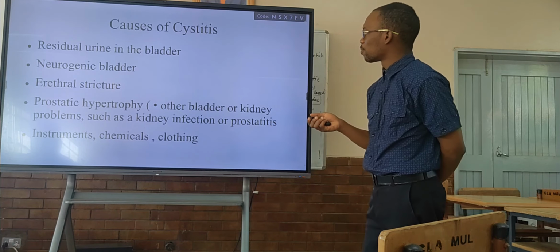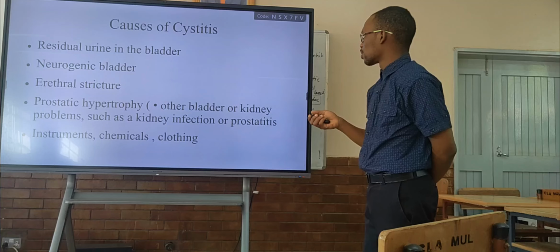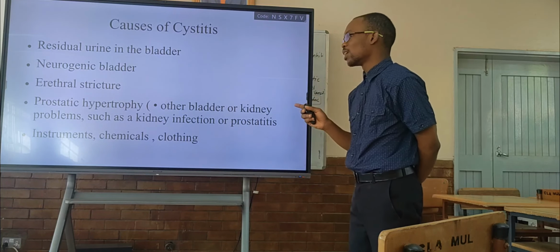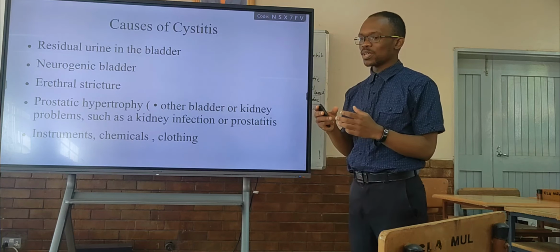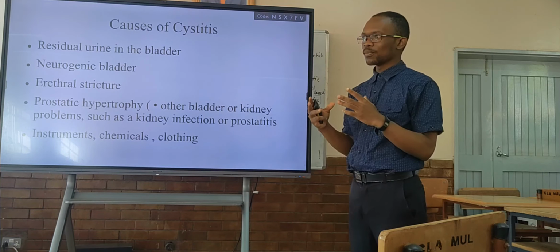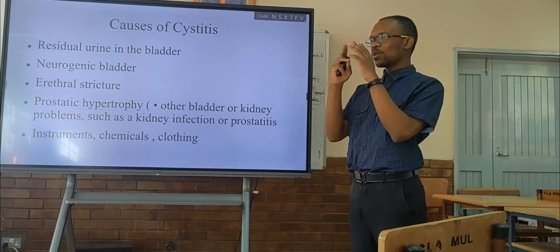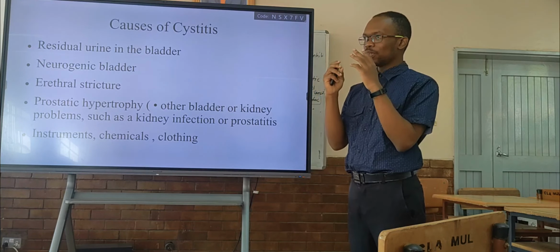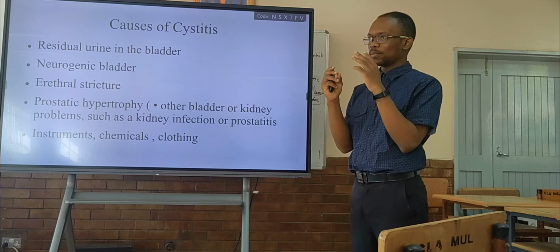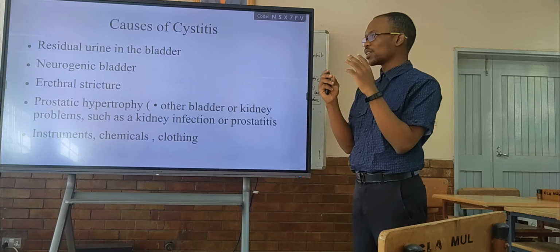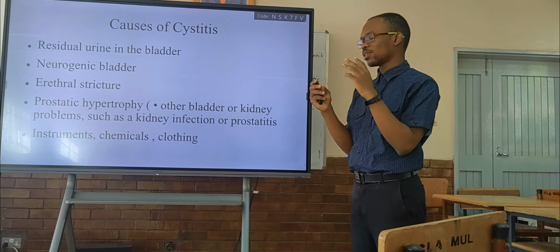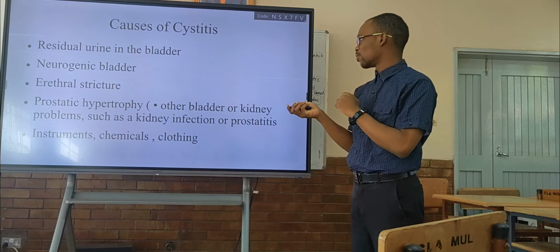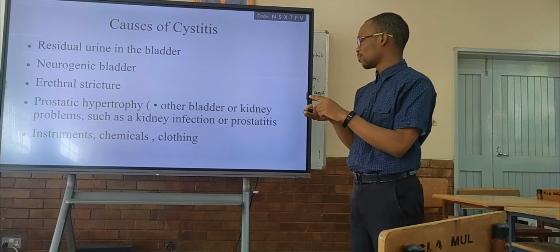And then you have prostatic hypertrophy. For prostatic hypertrophy, it comes in as a result of the prostate enlarging, which creates an obstruction where the urine flow is disturbed. So it will be partial or incomplete flow.